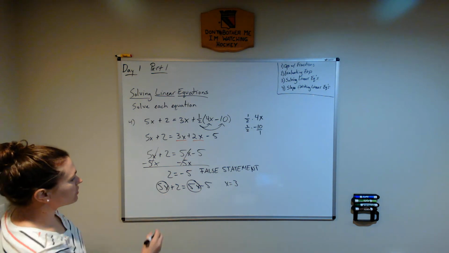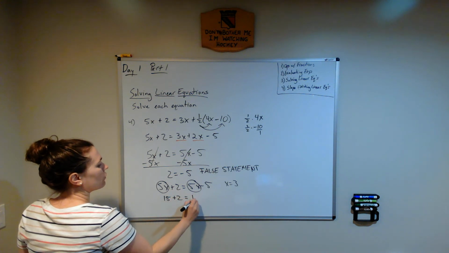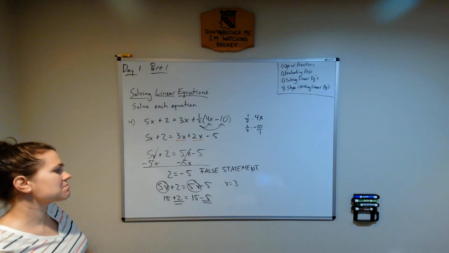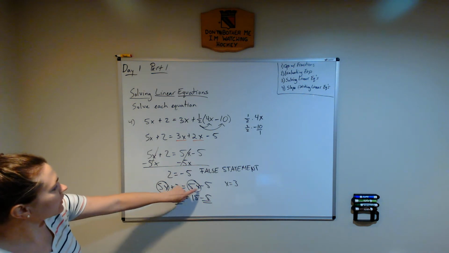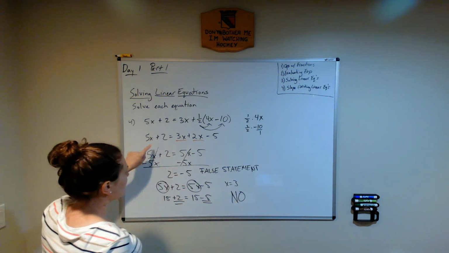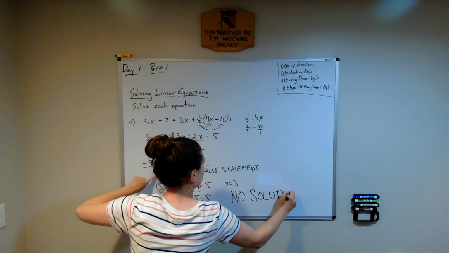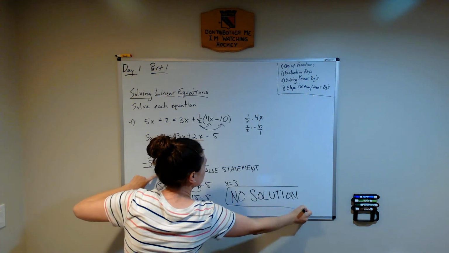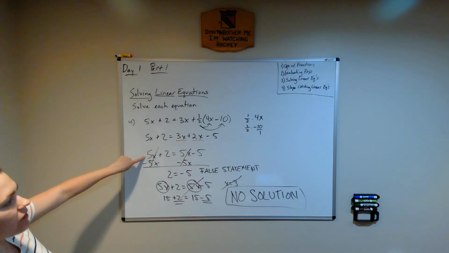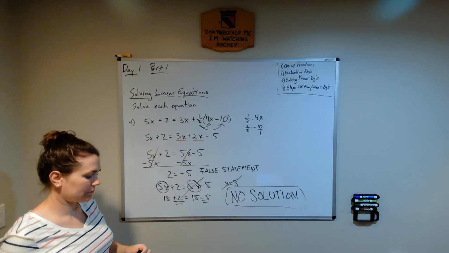But then you're saying if we plug in 3, it's going to be 15 plus 2 equals 15 minus 5. Because these constant terms are not the same when you have the exact same linear term here, when the x's cancel and you get a false statement, this is no solution. There is no solution to this problem, okay? There is no value that you can plug in for x that can ever make 5x plus 2 equal 5x minus 5.